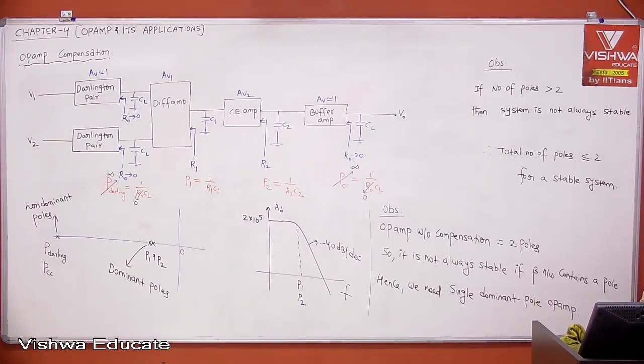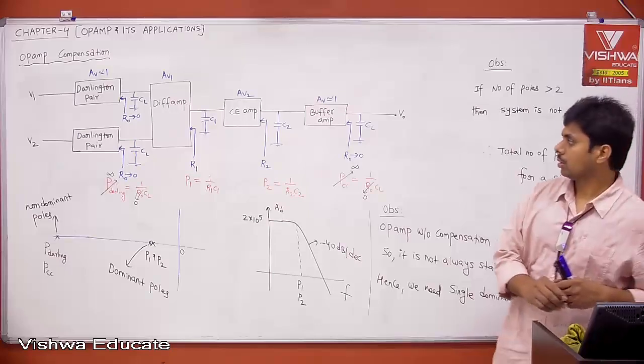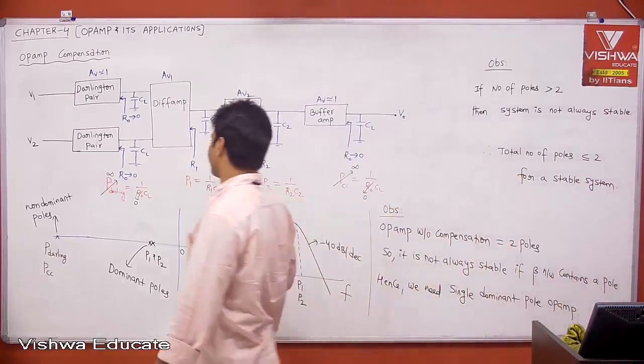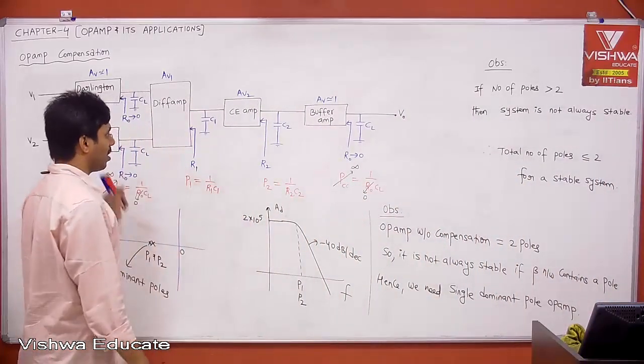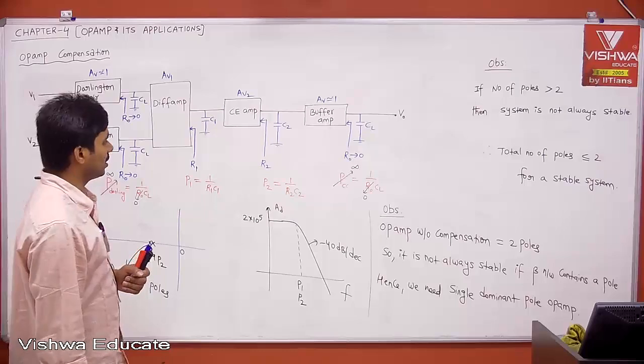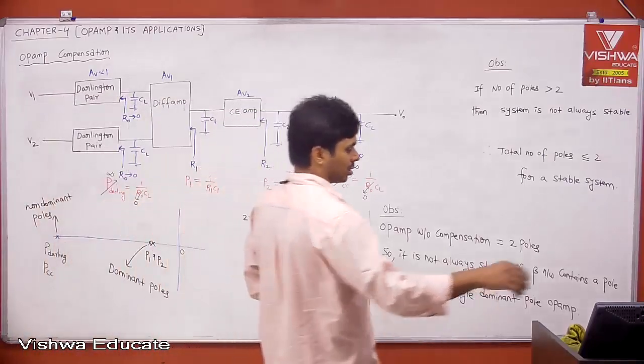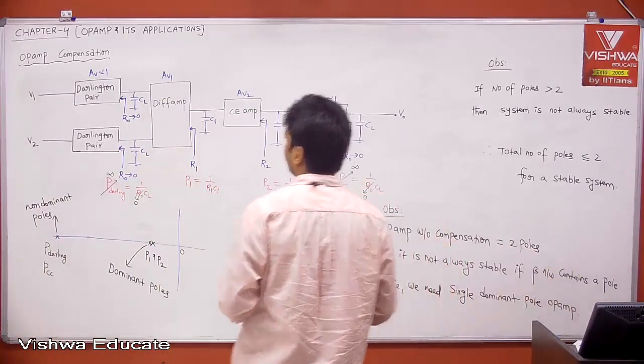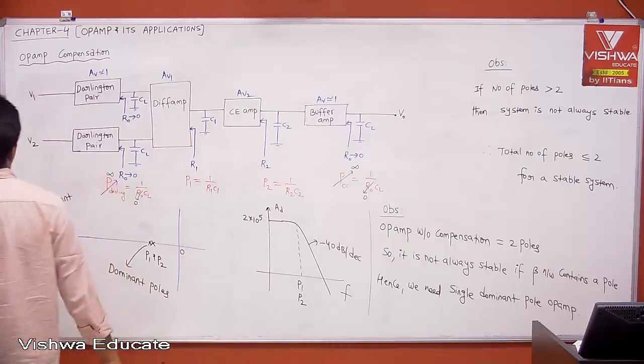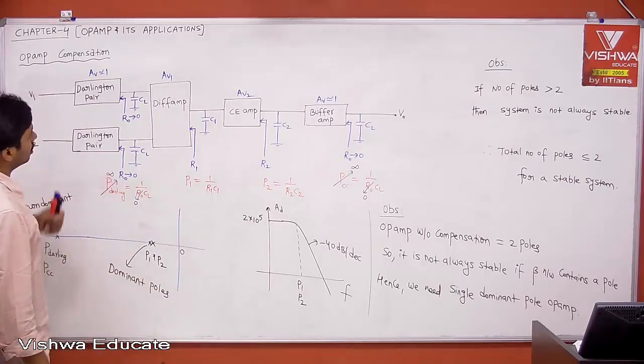Now, write down the next topic. Opamp with compensation. Next subheading, Opamp with compensation. You need to draw this again, I guess. The block diagram. Okay? Write down Opamp with compensation.